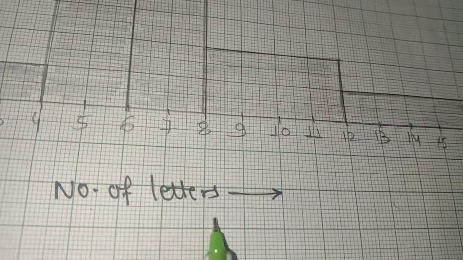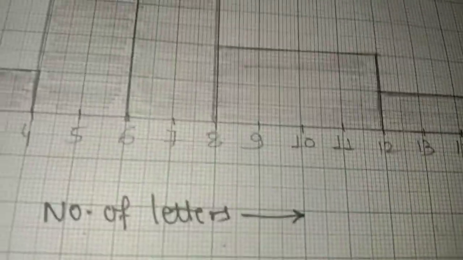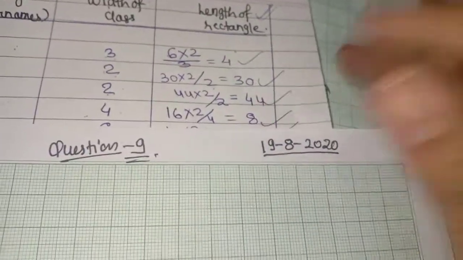You will see here I have taken the number of letters on the x-axis. Okay, see, our number of letters is what? It is 1 to 4 and till 20. So I will proceed up to 1, 2, 3, 4, 5, 6, 7, 8 till 20 on the x-axis, number of letters, and preparation of surnames. So for surnames, what we got here is the lengths 4, 30, 44, 8 and 1. So that will be on the y-axis.